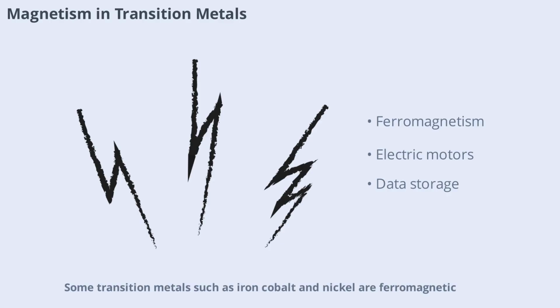Some transition metals, such as iron, cobalt, and nickel, are ferromagnetic, meaning they can be permanently magnetized. This property is crucial for the production of magnets, electric motors, and data storage devices. The magnetic behavior arises from the alignment of unpaired d electrons within the metal lattice.